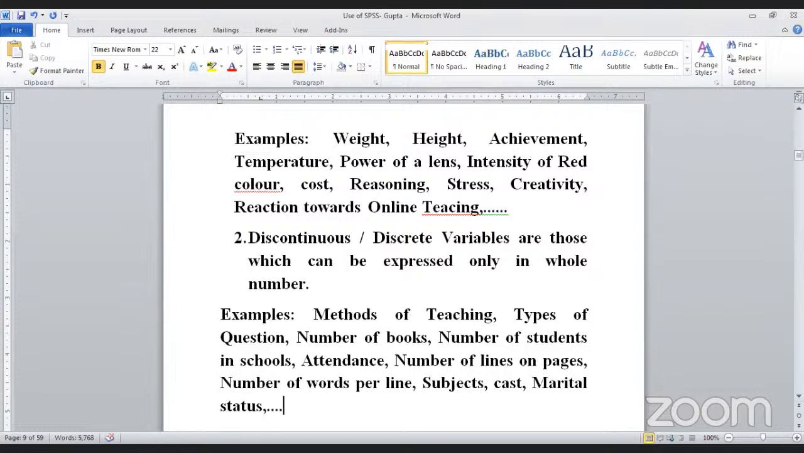So like this, there are many variables of this type which will always be the discontinuous variable. I hope you have understood it.